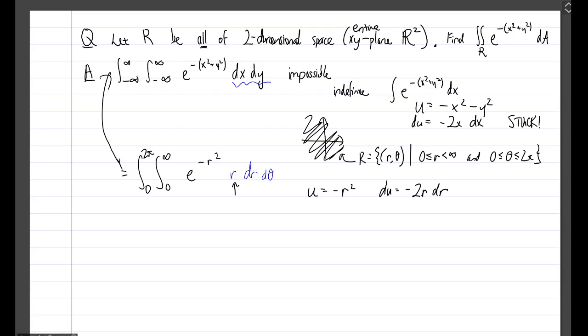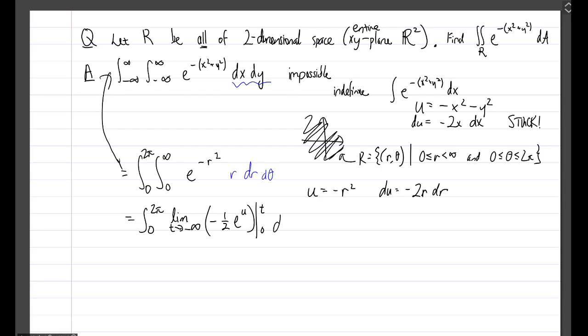So this is really going to work out, and we're going to end up with the integral from 0 to 2 pi. Due to this improper integral, we're going to have to write the limit as t approaches negative infinity of negative 1/2 e to the u, evaluated at t and at 0, and then we should still copy the d theta here.